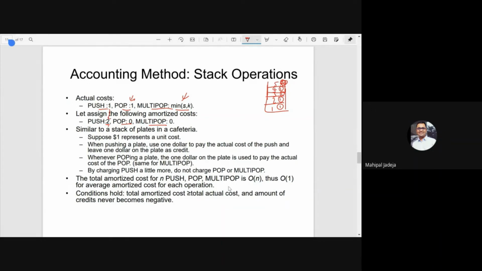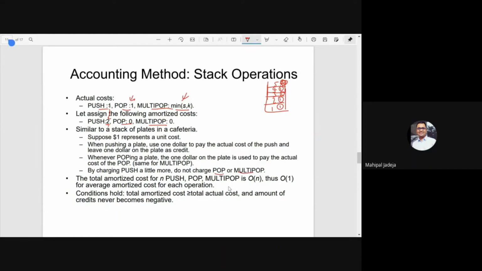So this 2 is the amortized cost, and this 1 and minimum of s comma k are our actual cost. We can consider this as plates in a cafeteria. Let's say 1 corresponds to unit cost, and whenever you are pushing a plate, $1 pays the actual cost of the push, and $1 you put as a credit, and the credit will be used whenever you want to pop the plate. And that $1 will take care of the actual cost of the pop or multi-pop. So by charging push a little more, we don't need to charge anything for pop or multi-pop.